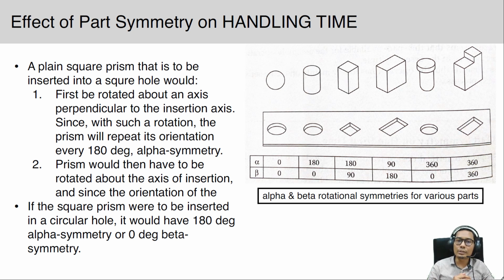And since the square is to be inserted in a circular hole, it will have 180 degree alpha symmetry or 0 degree beta symmetry. This is the table which shows the values of the alpha and beta rotational symmetries for various parts.